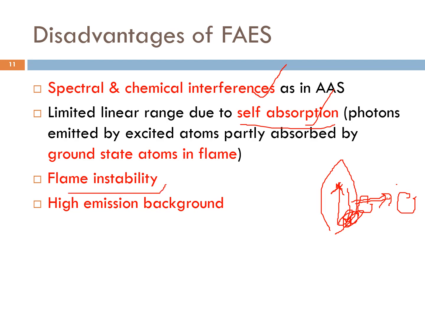Untuk flame instability, sebab dalam AES ni the atom is being excited by the high temperature of the flame, and then the emission by the excited atom ni will emit the radiation yang akan di-measure. So the temperature of the flame ataupun flame instability ataupun the temperature variation inside the flame ni akan affect FAES ni. Contohnya, bila at high temperature, lagi banyak atom yang boleh become excited and this will affect the emitted radiation. So kalau flame instability, dia akan cause inaccuracy lah. Kalau sekejap high temperature, sekejap low temperature, dia akan menyebabkan bacaan emitted radiation measured tu tak accurate.